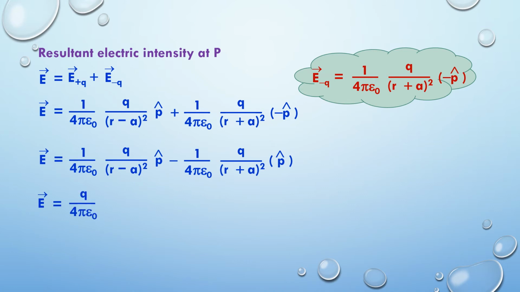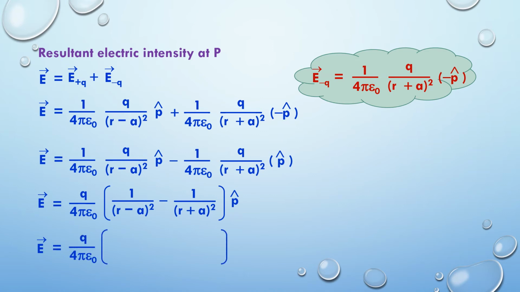We have Q upon 4 pi epsilon naught, which is common, so I'm left with 1 upon (R minus A) the whole squared minus 1 upon (R plus A) the whole squared into vector P, which is also common. Hence, Q upon 4 pi epsilon naught into, I've taken the LCM and cross multiplied to get my answer, where I get (R plus A) the whole squared minus (R minus A) the whole squared upon (R minus A) the whole squared into (R plus A) the whole squared into vector P.